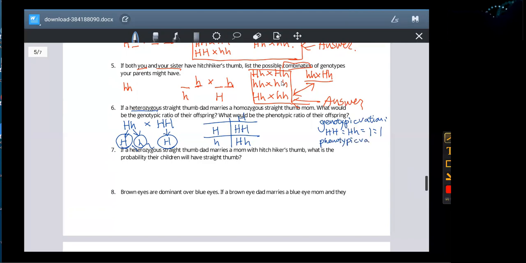Well, this part, are you going to list this again? No, your category is going to be straight thumb versus hitchhiker's thumb. That's your phenotype. Do you have any hitchhiker? No, both of these are straight. So it's going to be all straight. Okay, so that's your answer for number 6.